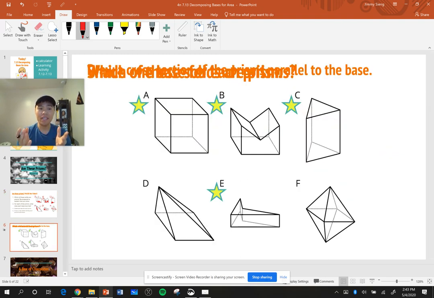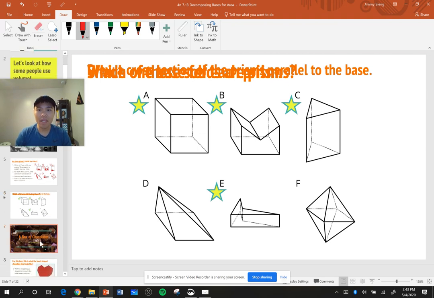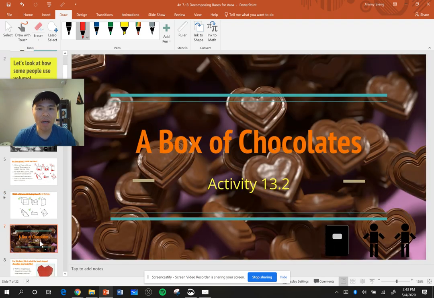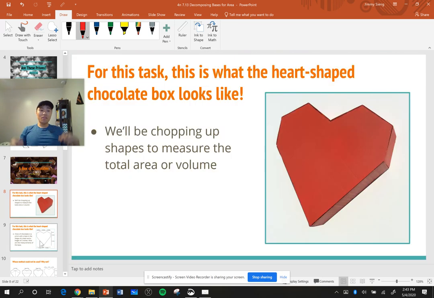And there's your answers again, with a bunch of random stuff on top. We're going to look at a box of chocolates. So remember, usually during Valentine's Day, maybe your parents, maybe your friends, maybe somebody gets a box of chocolates, right? We're going to look at the shape of it and try to find the volume. Remember, a box of chocolates is three-dimensional, right?